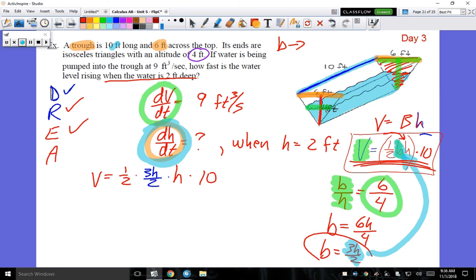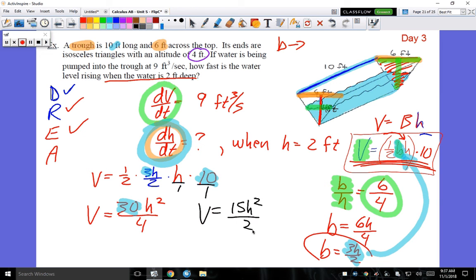Any questions before I simplify? So this will become 30h squared over 4. 30 because I have 3 times 10. So everything multiplied: all the numerators, if you will, and you can interpret these as over ones. So multiply all your numerators together, all your denominators together. Then you can simplify that. So 15 over 2, my bad. So V is equal to 15h squared over 2.